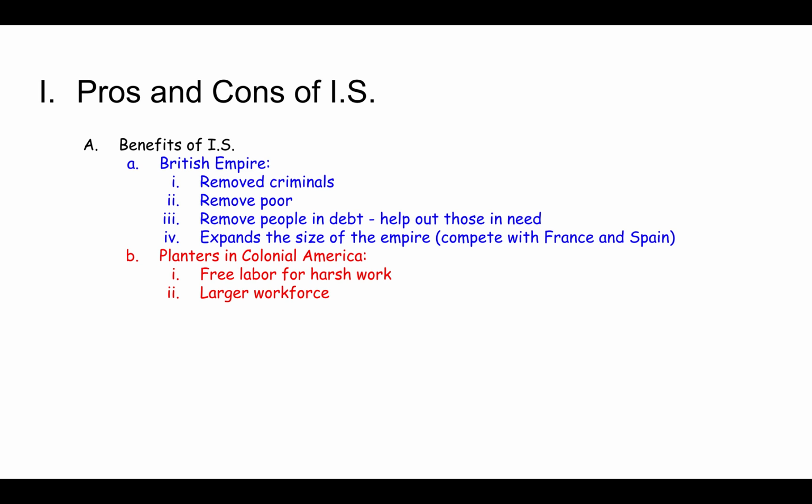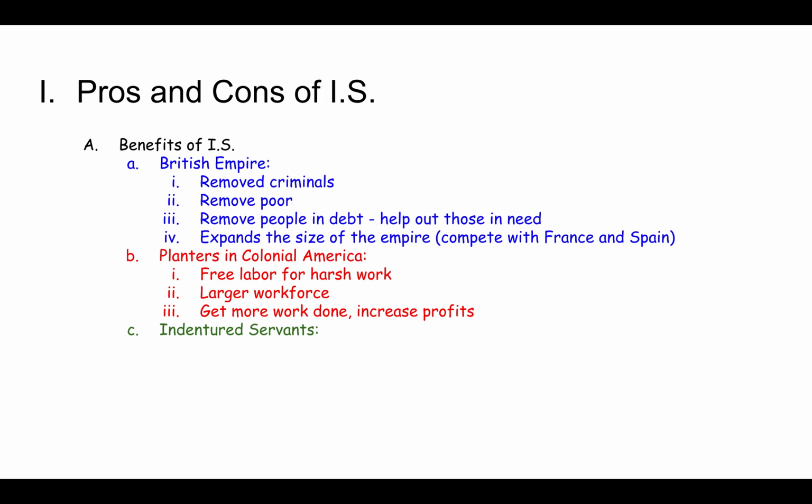Lowercase Roman numeral 2, it increased the size of the workforce, so you could produce more product. You could produce more cash crops. Roman numeral 3, get more work done. That increased profits. With more hands in the fields, you're going to increase profits.